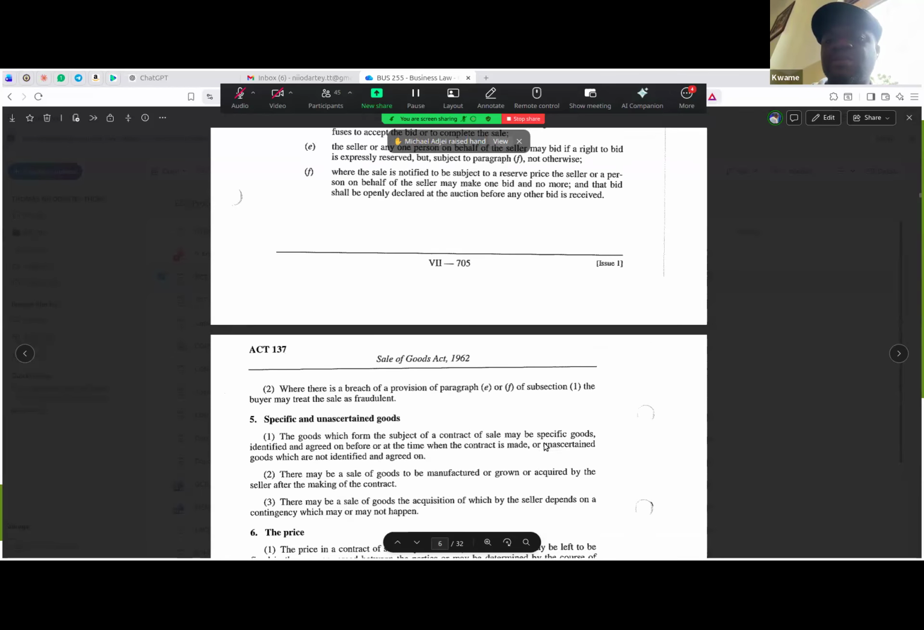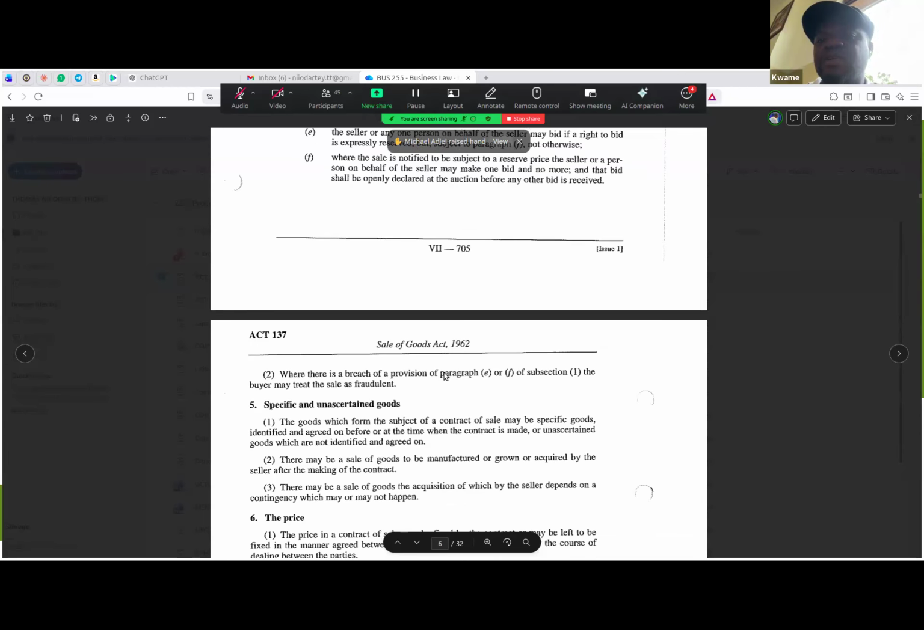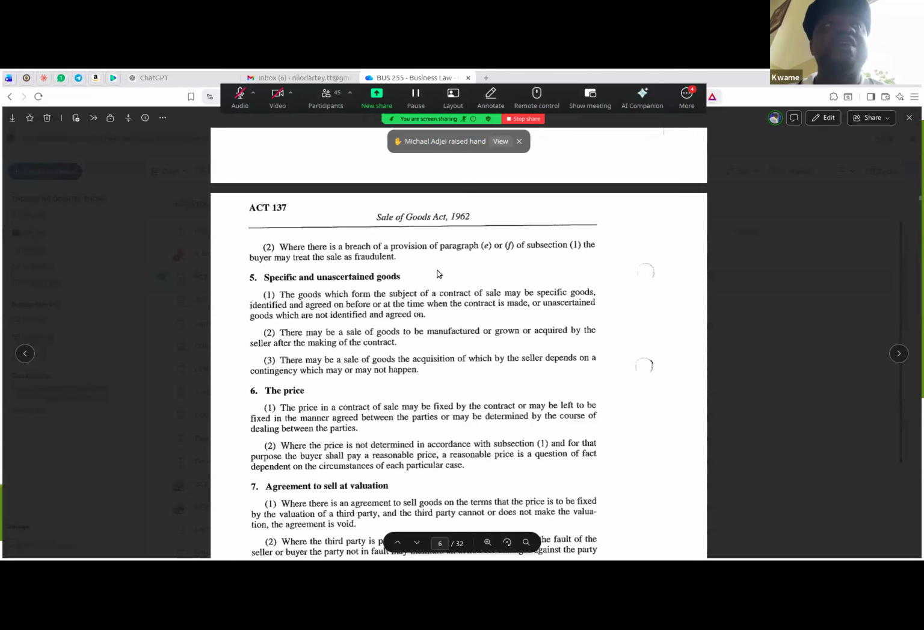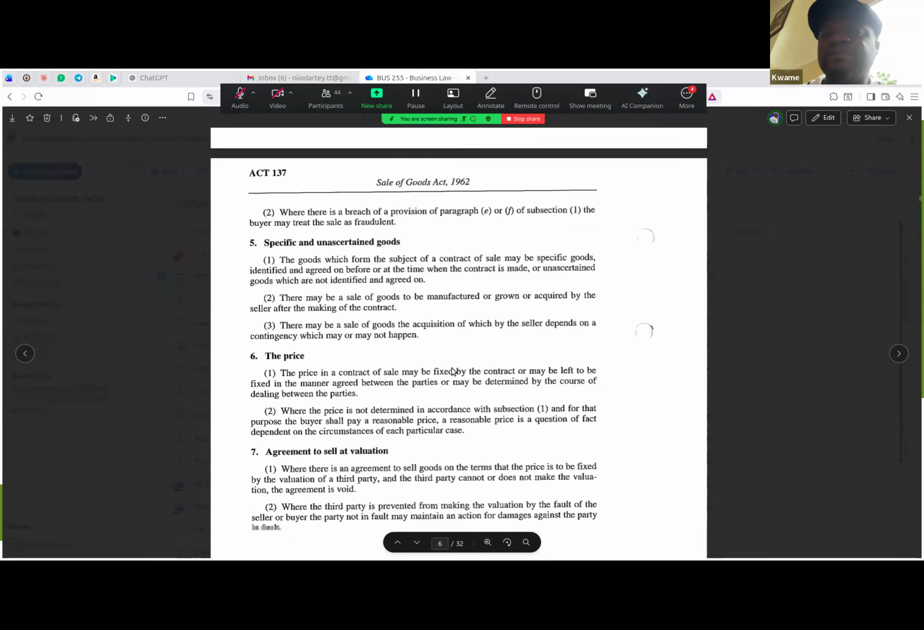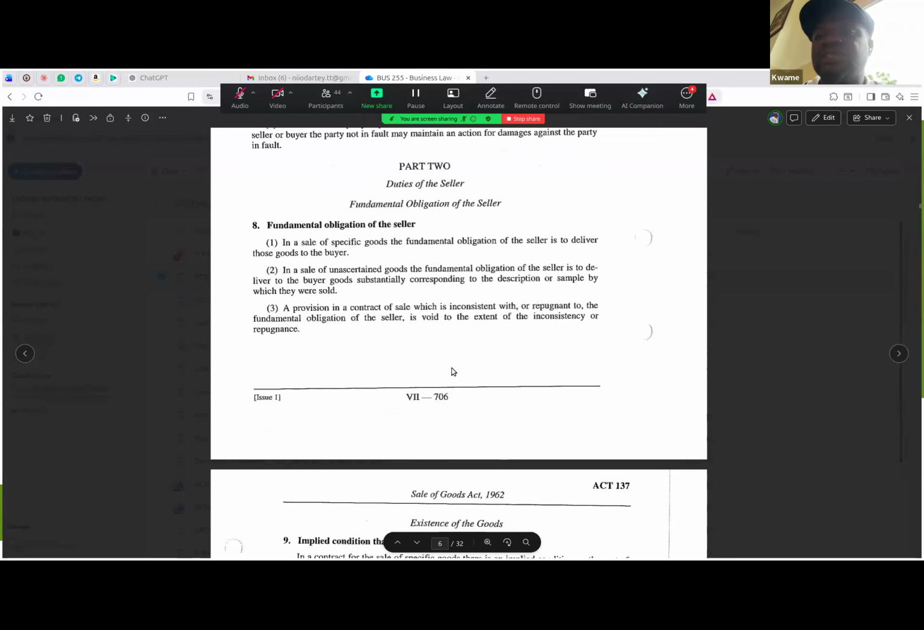Where are we? So we have specific and unascertained goods. Do we read that, or do we go to 8? You see that valuation is 7, but let's go to 8. Yes, we want to look at the duties of a seller and the duties of a buyer. So the rest you can read them.